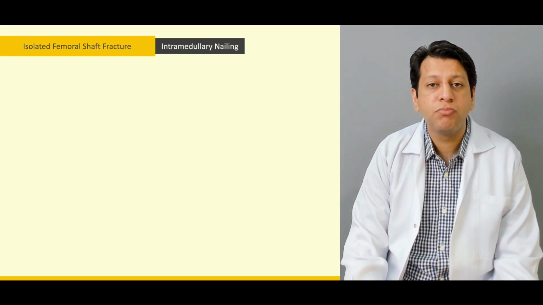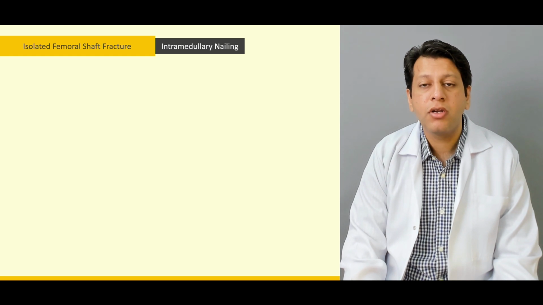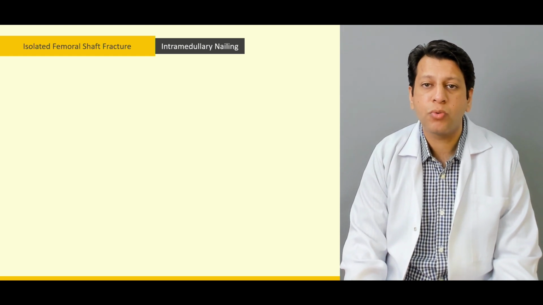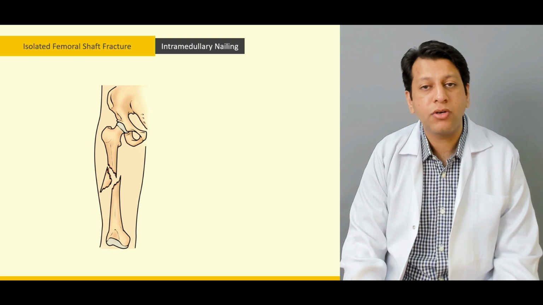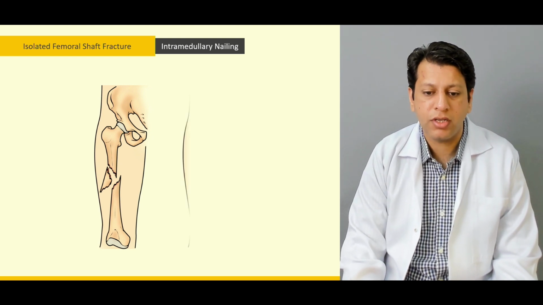Now coming to the choice of treatment in adults, if it's an isolated femoral shaft fracture, it's intramedullary nailing. Now, intramedullary nailing has multiple techniques. There could be anterograde nailing, retrograde nailing, or it could be a minimally invasive technique as well.